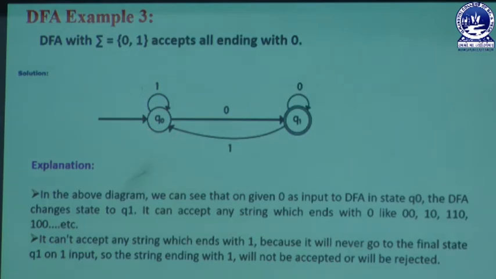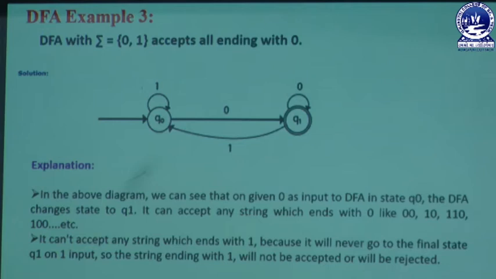Here Q0 is known as the initial state, and Q1 is known as the final state because it is denoted as a double circle. In a transition table you can mention a star, which denotes a final state, but the initial state is always denoted by an arrow mark, a forward arrow, which marks the initial state in this transition diagram. According to that transition diagram, we can easily make a transition table in a very flexible way.